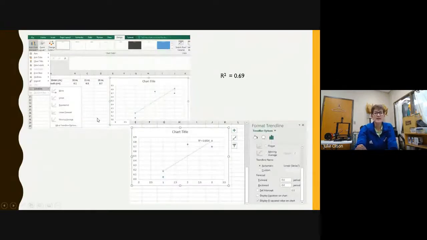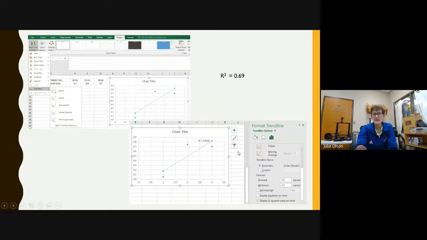So here is my data. And I did my means. You could do just the data points. That would actually be better. And so once you highlight that, you go insert scatter plot, and you're going to get this.